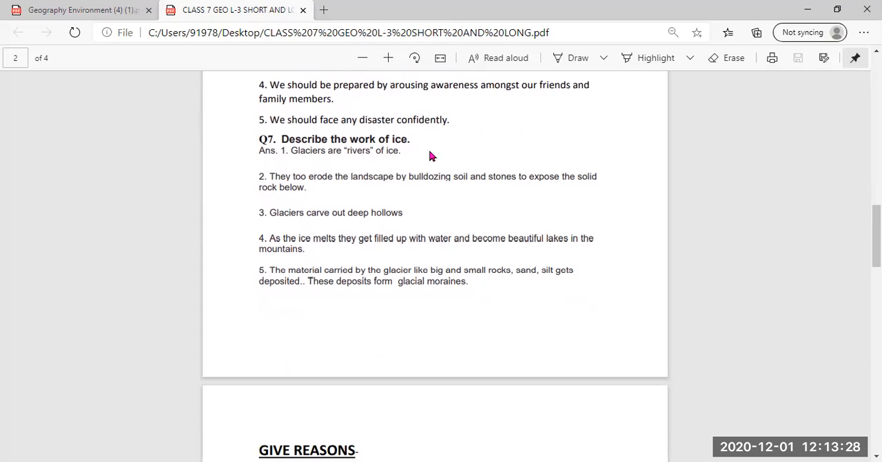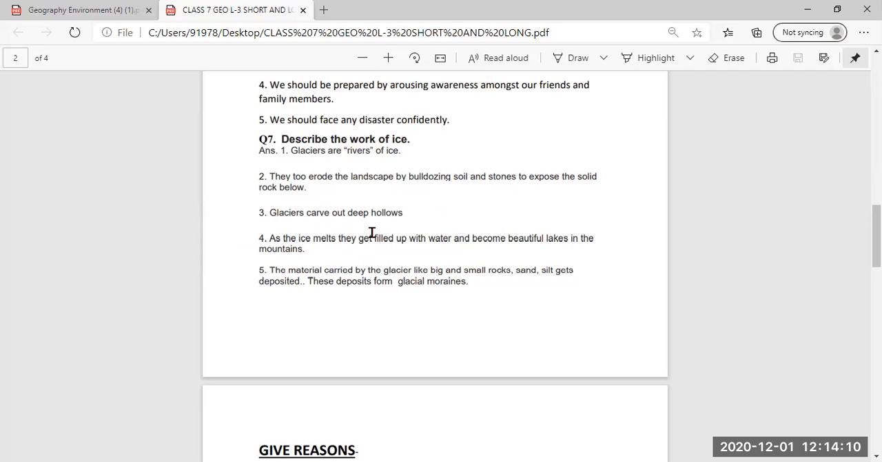Describe the work of ice. Now, glaciers are rivers of ice. They too erode the landscape by bulldozing soil and stones and expose the solid rock below. As we have seen in the lesson, to erode means to gradually destroy the landscape by bulldozing the soil, making the soil visible. When they gradually destroy the landscape, they bulldoze the soil and stones, which means they make visible the soil and stones to expose the rock below.